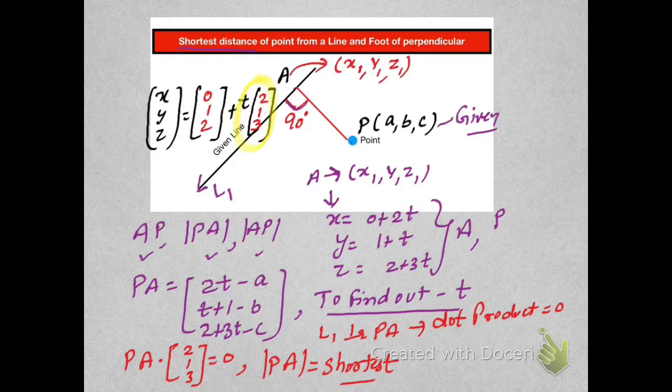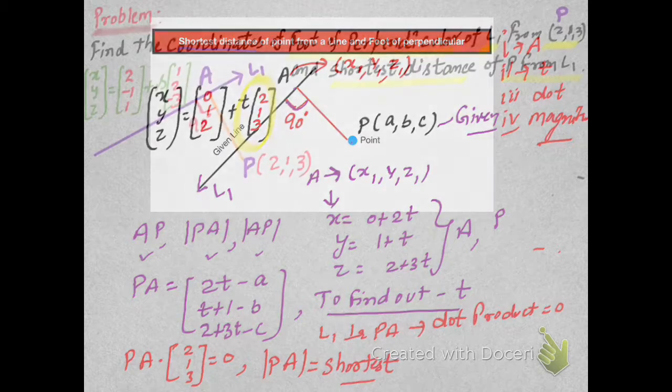Let's take one example and practice this. Let me summarize for you. Number one, find the coordinates of A in terms of t. Then to find t, use the dot product of two perpendicular vectors, which is 0. And then the fourth step is the magnitude. If you find the magnitude, it means you have already got the shortest distance.